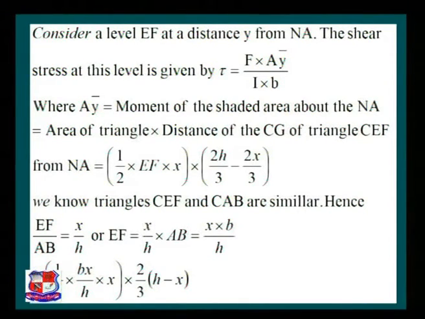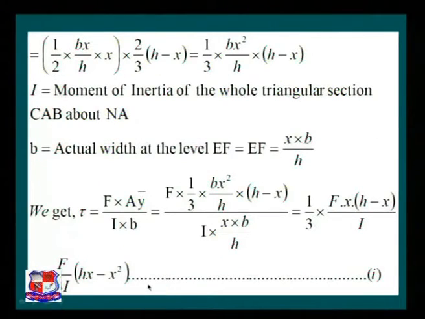So by putting the value of EF in the equation of A y bar, we get half of x, h by b x by h into x, multiplied by 2/3, which is out of the bracket, we get x minus h. Once again simplifying this, we can achieve the equation A y bar is equal to 1/3 into b x square by h, bracket h minus x.